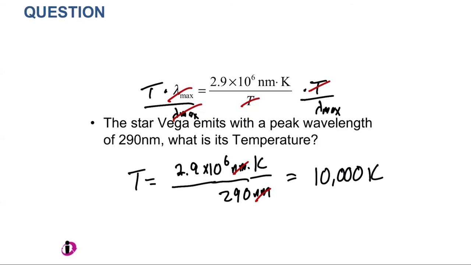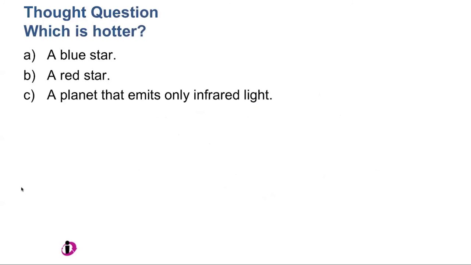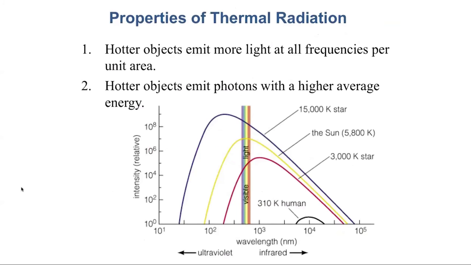Okay, here's one more question for you, and that is, which is hotter? A red star, a blue star, or a planet that emits only infrared light? What do you think? This is kind of counterintuitive. We think of, well, let's say the answer, right? And let's actually go back to this diagram, which I think will make it more clear.